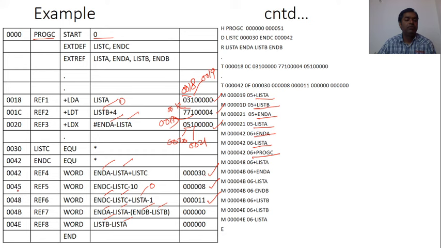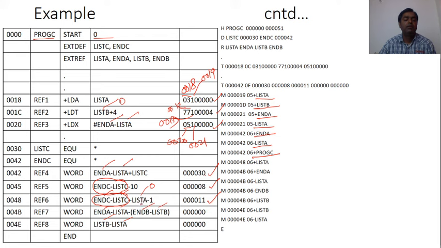Now the next instruction is at address 0045, that is what? End C minus list C minus 10. You can see here I am getting the absolute value, and end C minus list C will provide an absolute value. So there is no need to write the modification record in this case. At address 0048, I am writing here end C minus list C. This is an absolute value. There is no need to write.